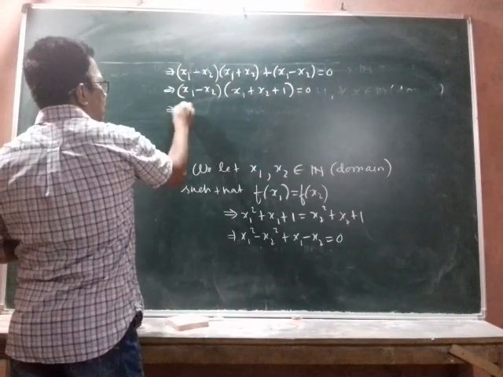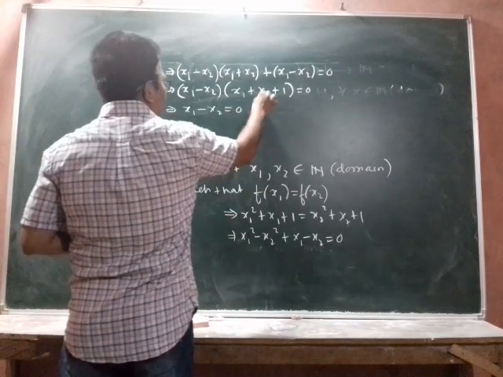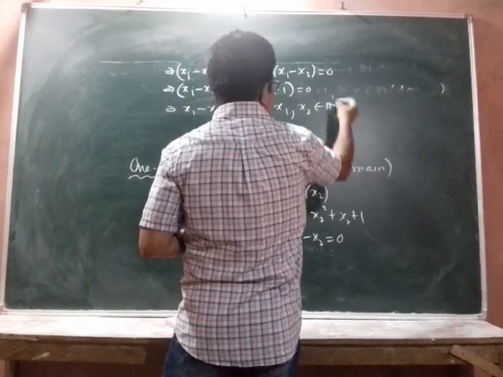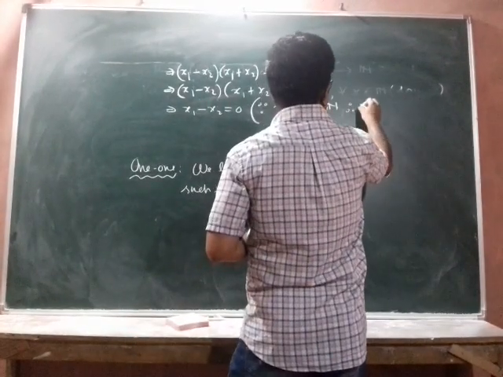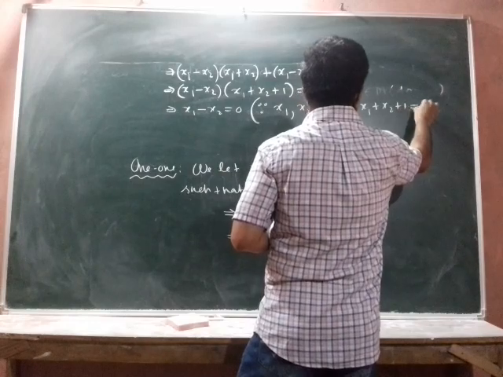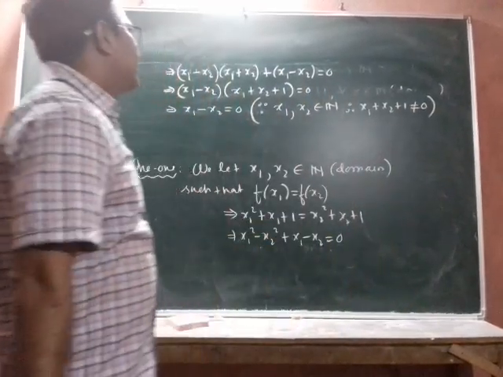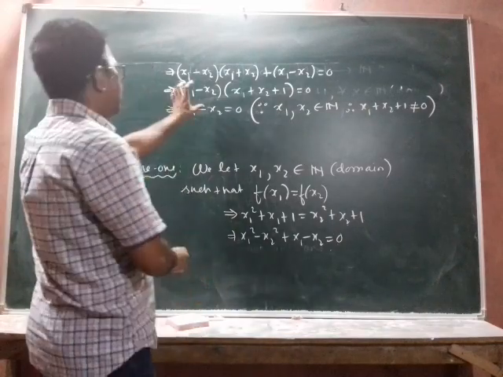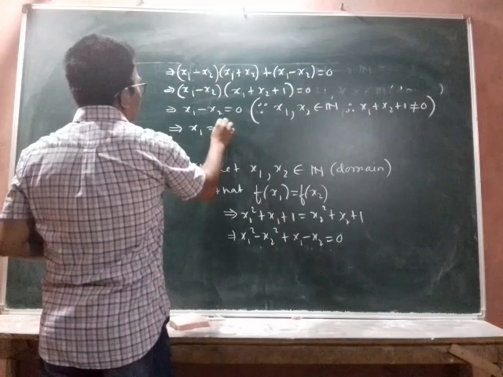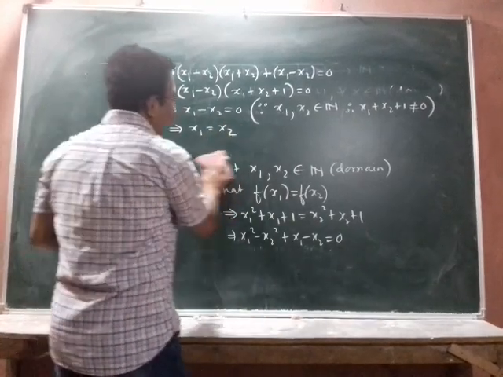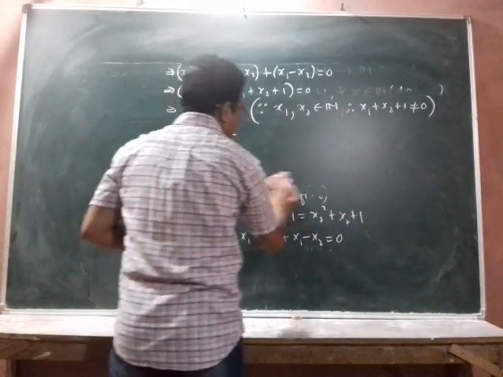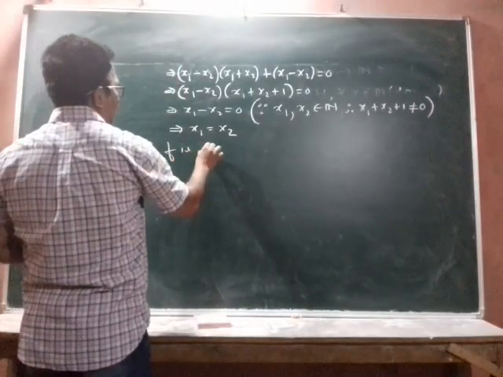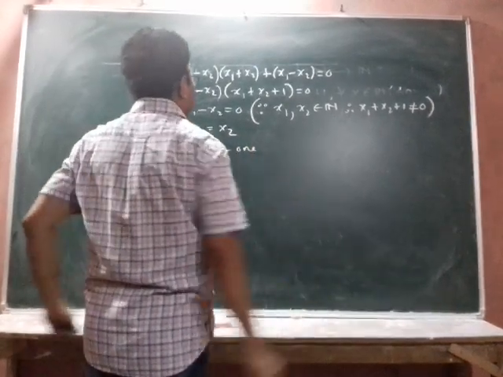Okay. Clearly here x1 minus x2 should be equal to 0, because why? x1, x2 are natural numbers. So therefore x1 plus x2 plus 1 cannot be equal to 0. As these are natural numbers, the sum of three natural numbers cannot be equal to 0. So that's why this part must be equal to 0. Here we get x1 equal to x2. That means we are able to show that different elements have different images. So therefore f is 1 1.